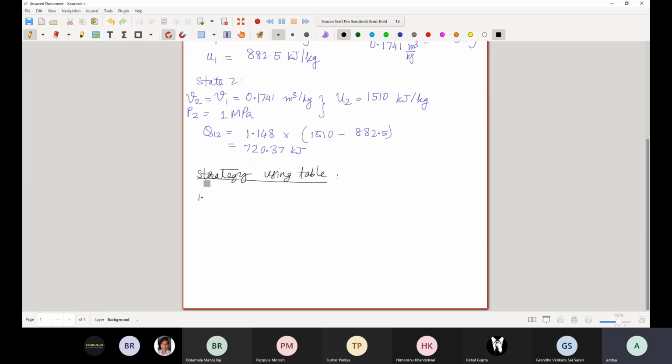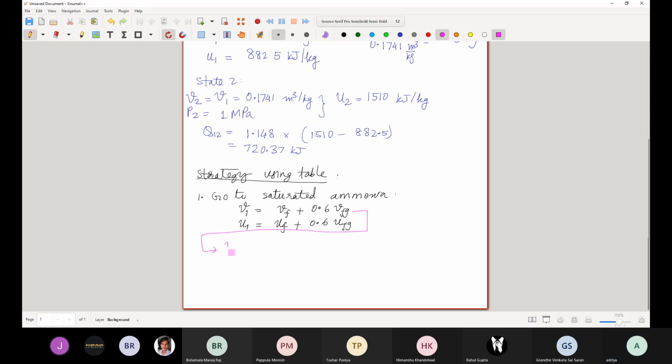So first step, you go to the saturated ammonia table. Because X is given, you can find out V1 as V of the fluid plus 0.6 times VFG. Similarly, you will also be in a position to find out the specific internal energy using UF plus 0.6 times UFG. This much should be clear to everyone. Now, why did you calculate V1? Because that comes as the input to V2.